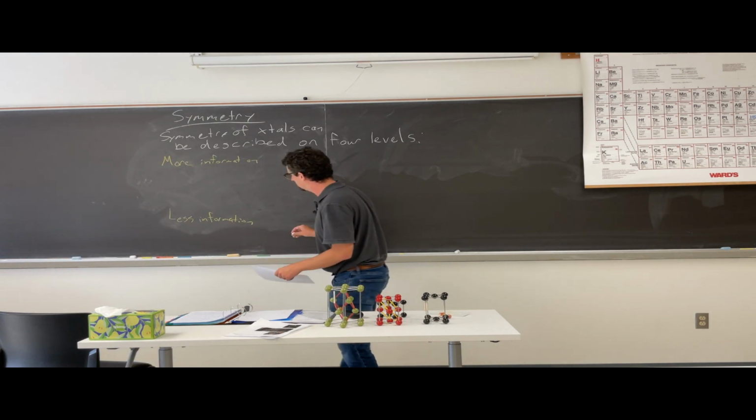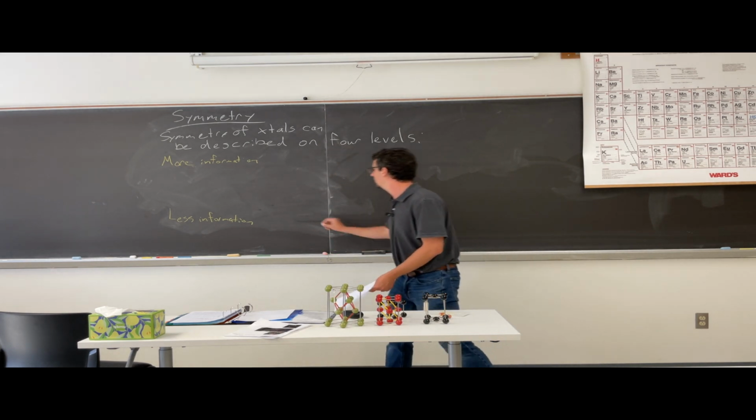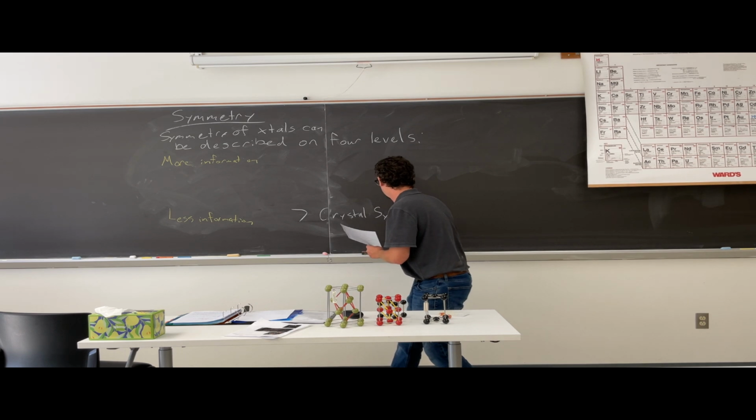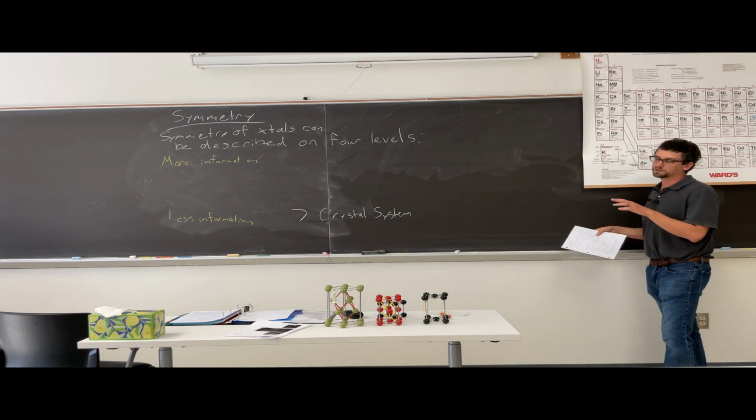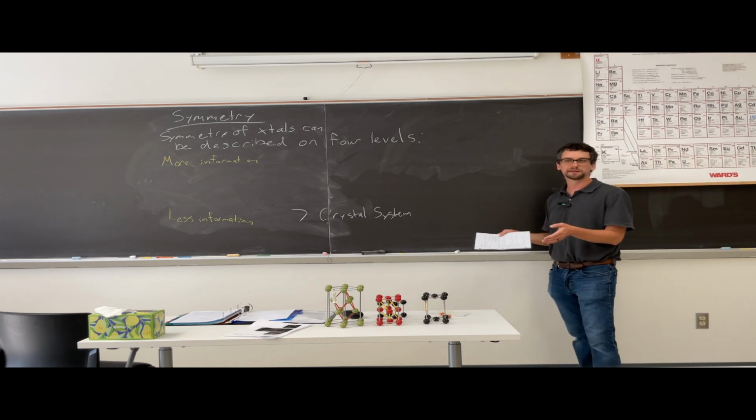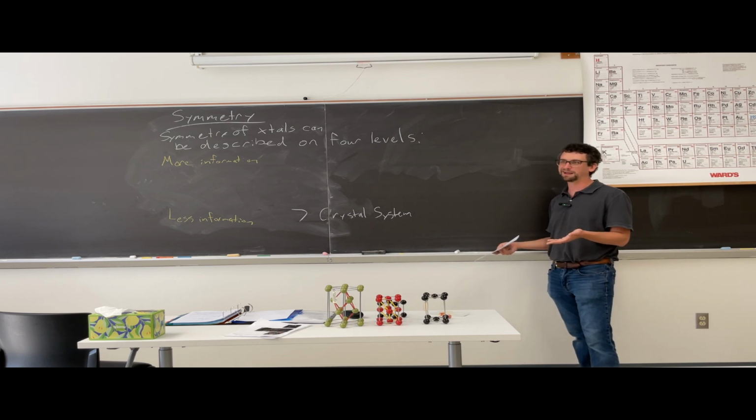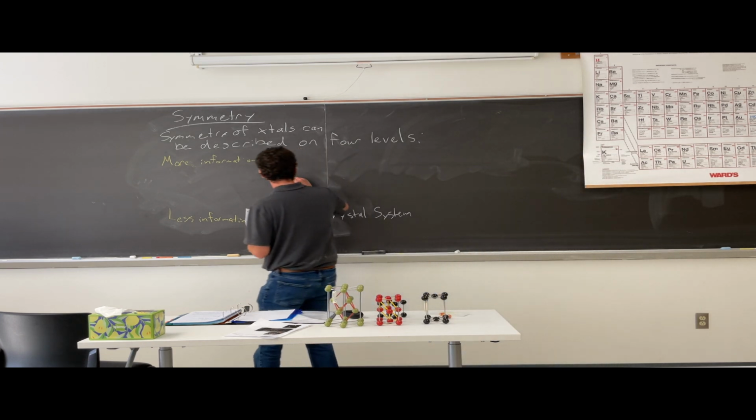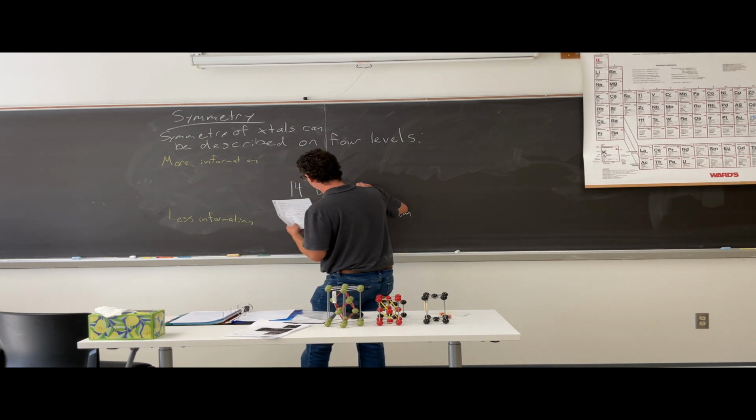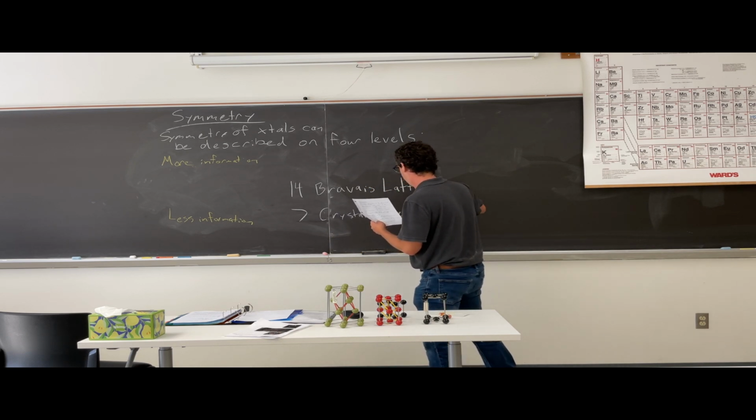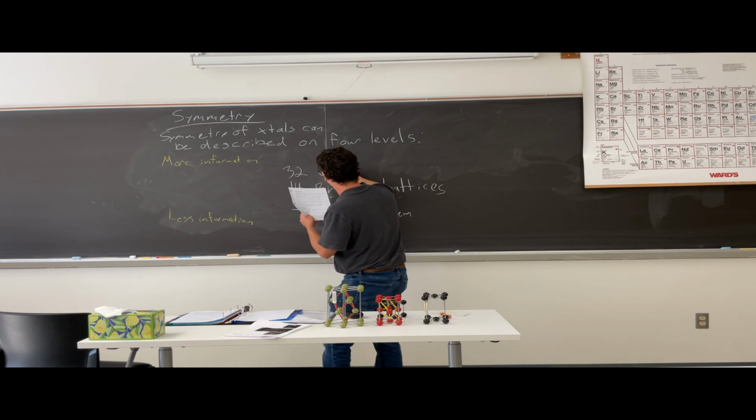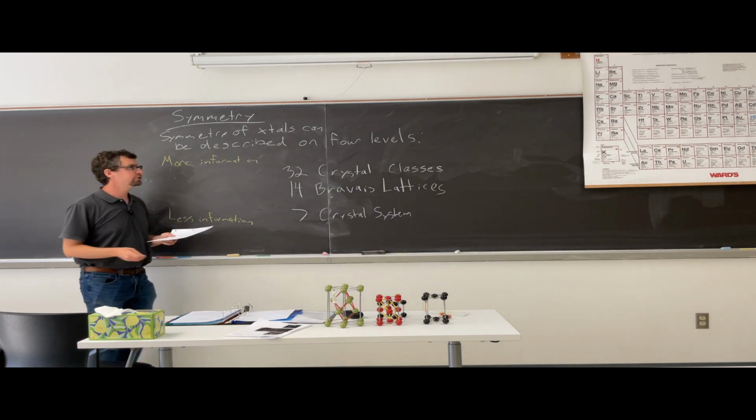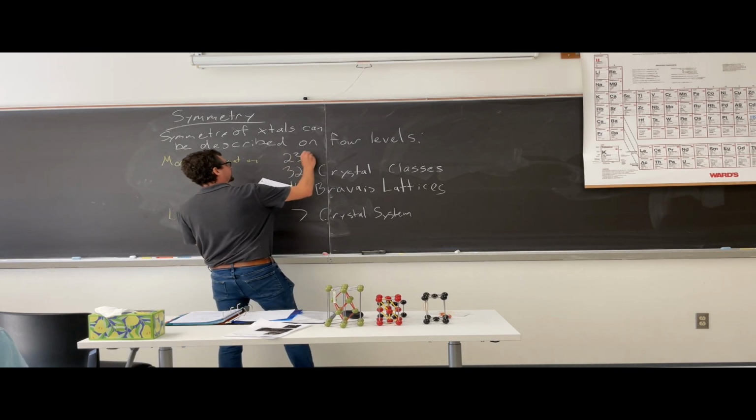So from the least information that we can have, there are seven crystal systems. One of the books I read about this stuff makes constant parallels to Kurosawa's Seven Samurai. If you've ever watched that movie, and if you haven't, you should, it's a great movie. Then we lead into 14 Bravais lattices. Then we move into 32 crystal classes, where we introduce more symmetry elements or more symmetry operations, and then we jump to 230 space groups.